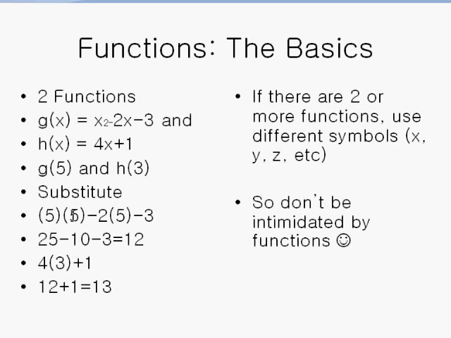5 squared, minus 2 times 5, minus 3. So we square this: 25 minus 10 minus 3. Then we subtract left to right, and we get 12. Okay, so 4x plus 1, right? So as we can see here, h of 3: 4 times 3 plus 1, multiply, 12 plus 1 equals 13.